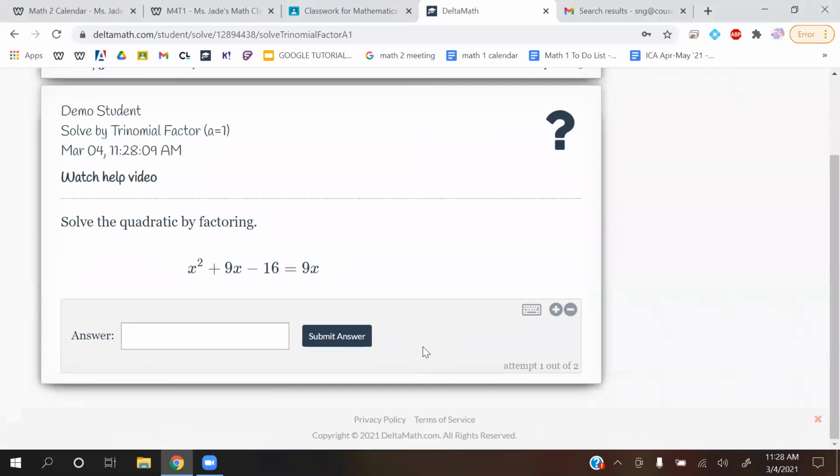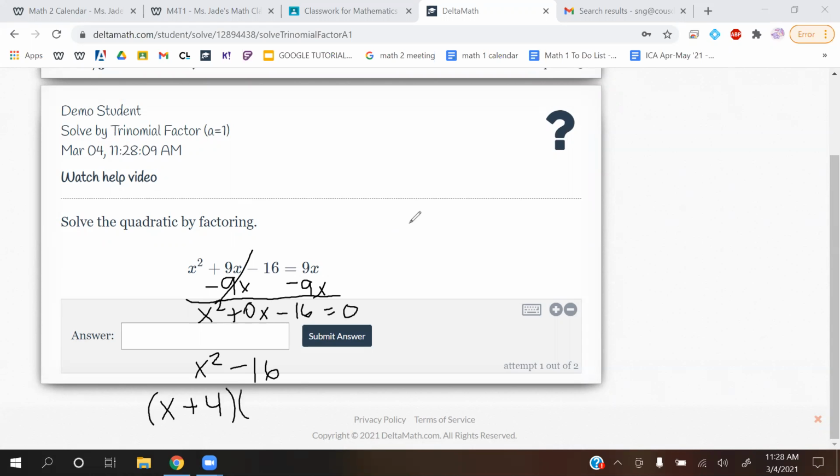Solve the quadratic by factoring. So same idea. Remember, your first step is to set it equal to 0. So I'm going to go minus 9x, x squared, those cancel out. So I'm just going to write plus 0x, and then it's minus 16 equals 0. So there's a few ways you could have solved this one. X squared plus 0x minus 16, that's the same thing as x squared minus 16. Some of you might notice it is a difference of perfect squares. So you might already know that this is x plus 4, x minus 4.